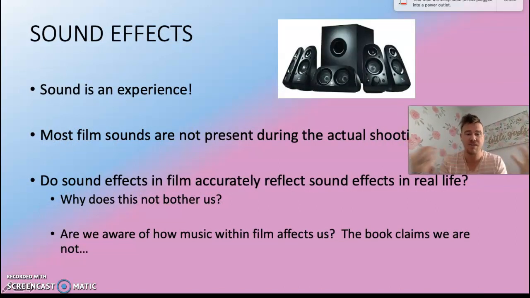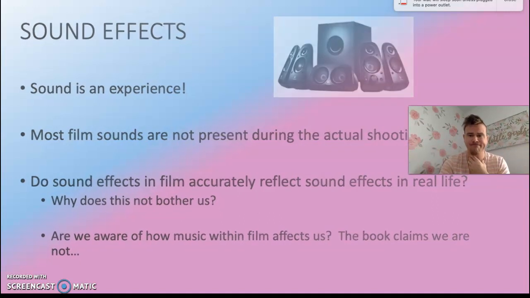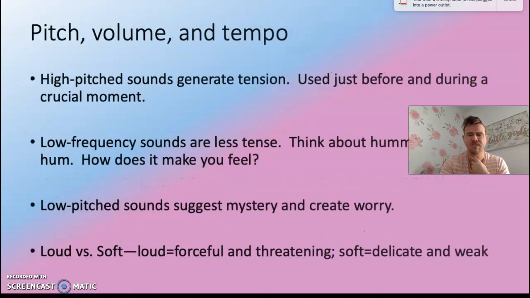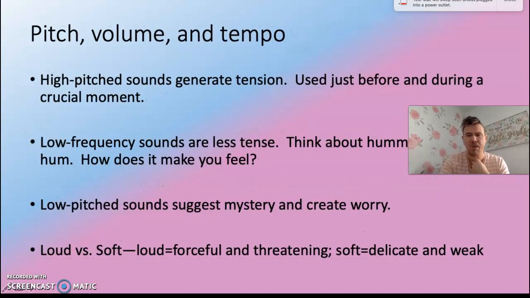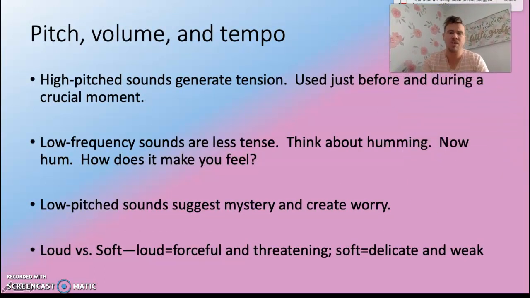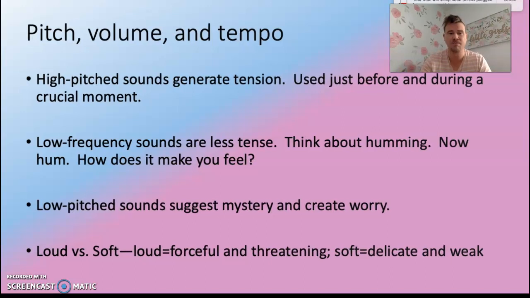Sound effects, sound is an experience, right? You have some questions about pitch, volume, and tempo. And the biggest thing to take a look at on this slide is regarding mood, regarding tension. Now just think about these things as you take a look. Pitch, volume, tempo. We have different understandings symbolically as well as literally translated here, but it's kind of self-explanatory as well.